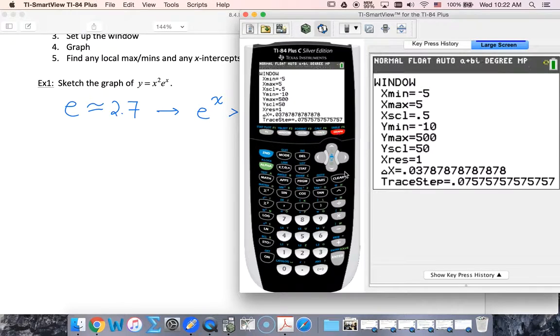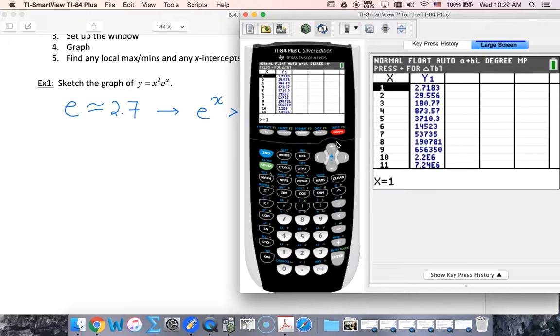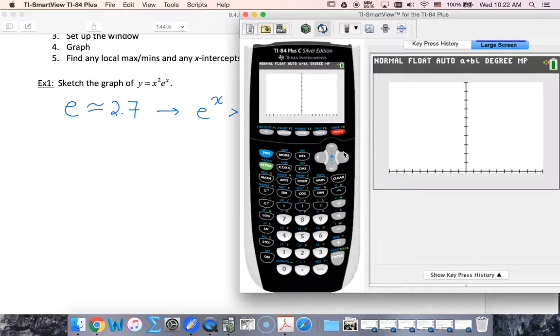And let's look at our graph. All right, so we know that we're super, super close down here. And now it looks like an exponential graph. So it's not a super exciting graph, x squared times e to the x.